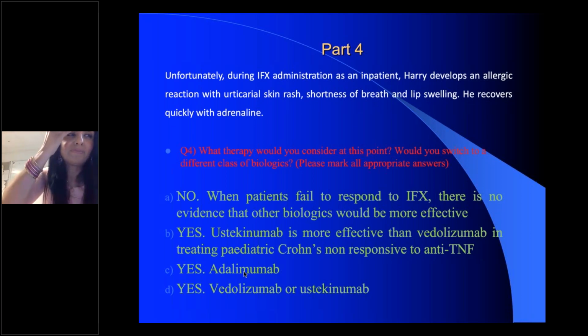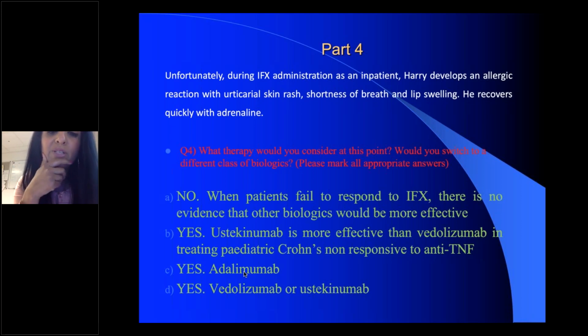A, B, C, or D? And I'll go through each one. So I've got some B, C, and D at the moment. Okay, so let's go through these. What therapy would you consider? So he's had an anaphylaxis reaction. Nobody's going for A. So would you change therapy?